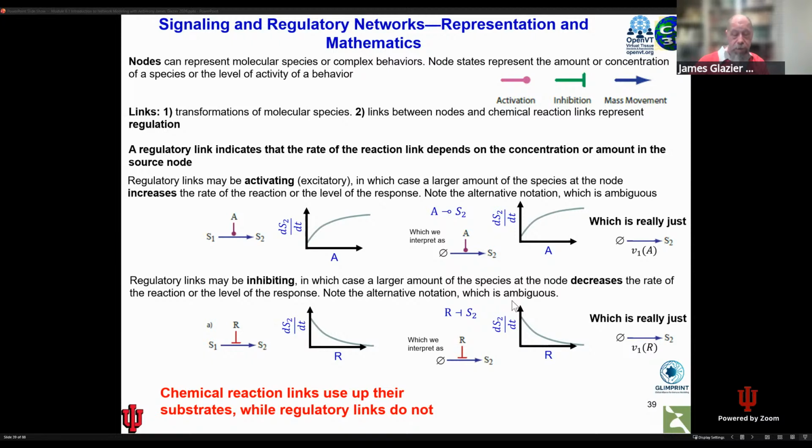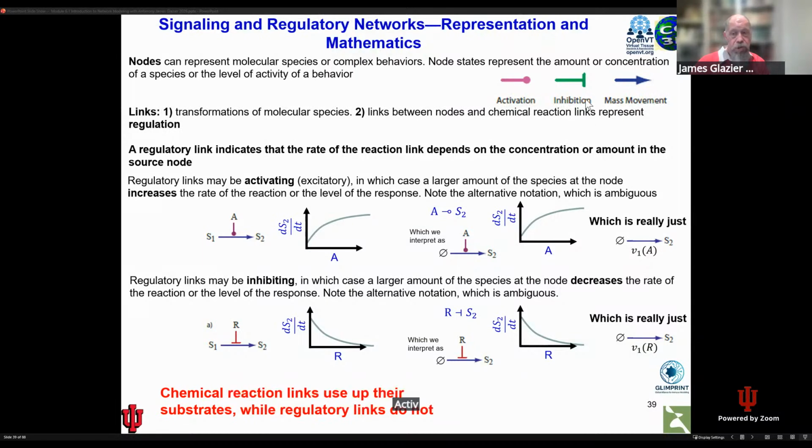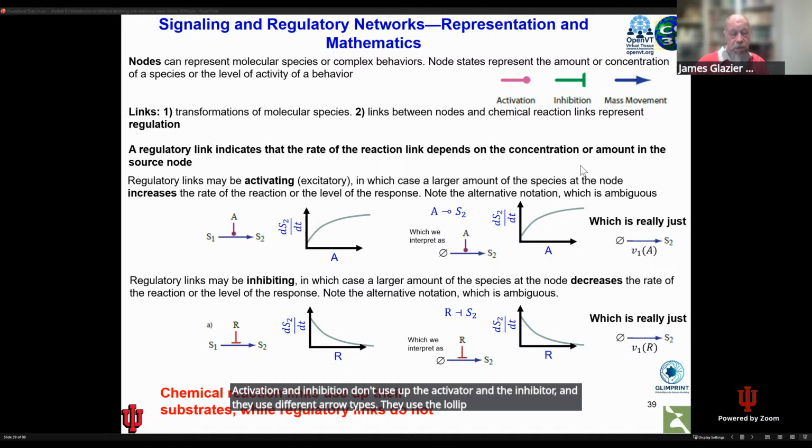This is a little bit about thinking. We have two kinds of fundamentally different concepts of what an arrow is. People are often sloppy about this. I will try always to use a pointed arrow, a barbed arrow, to represent mass transformation. Activation and inhibition don't use up the activator and the inhibitor, and they use different arrow types. They use the lollipop for activation and the T for inhibition.